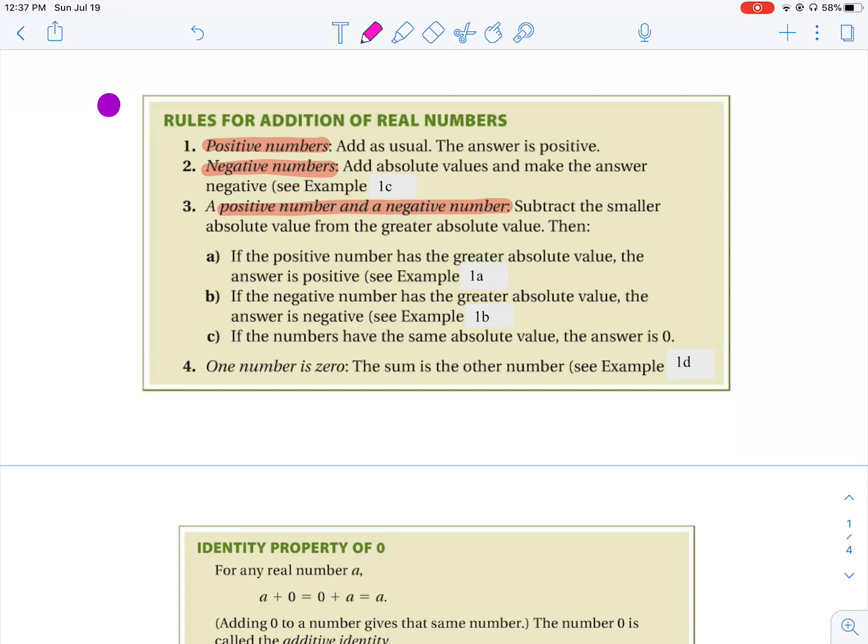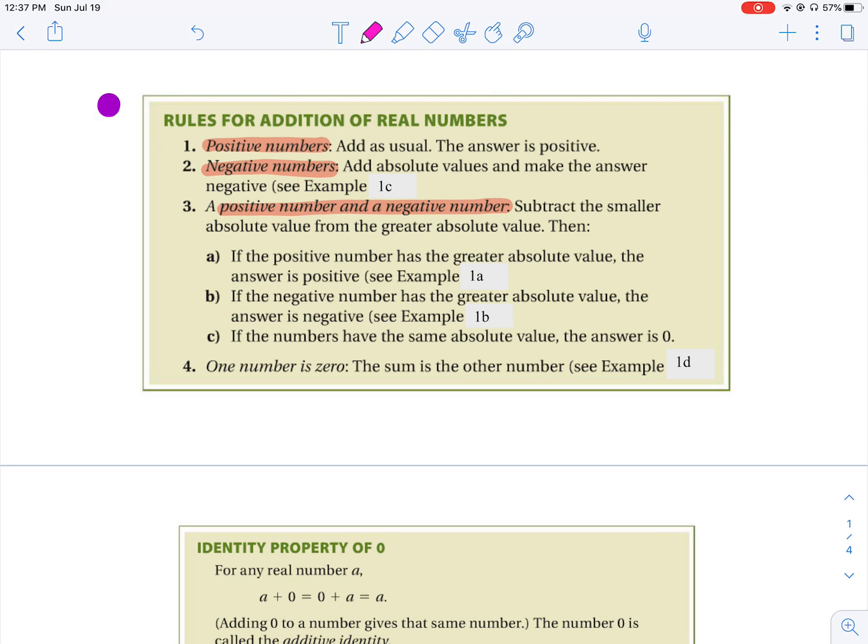All right, so in our last video, we talked about adding numbers using a number line. At first, that might be helpful to visualize what you're doing, but eventually we should be moving away from using a number line and using more of an algorithm or rules to help us more efficiently, more quickly add positive and negative numbers together.